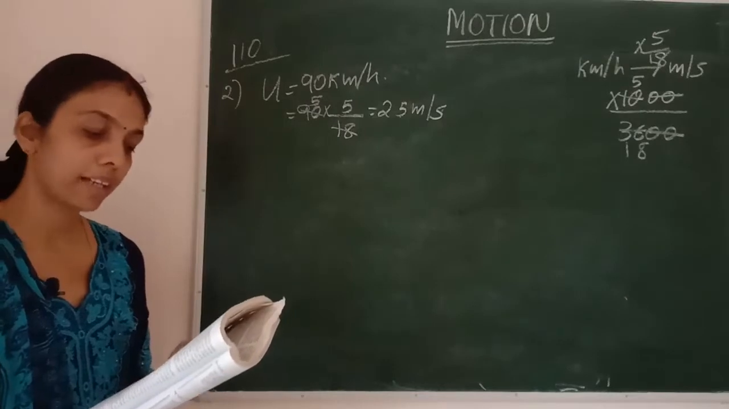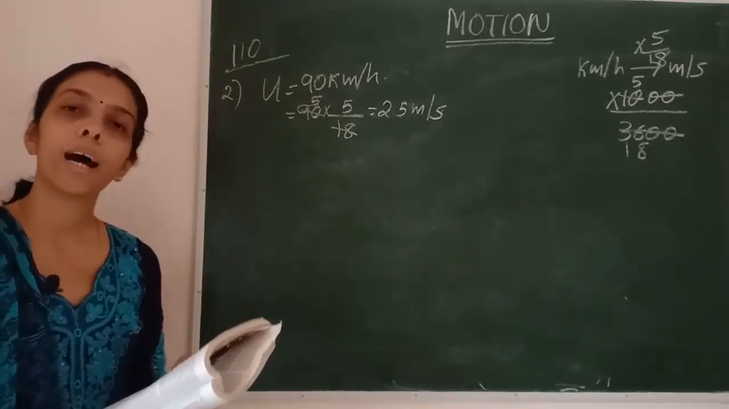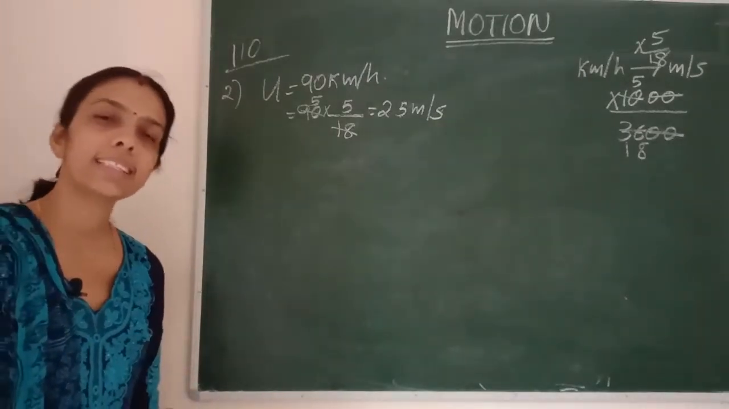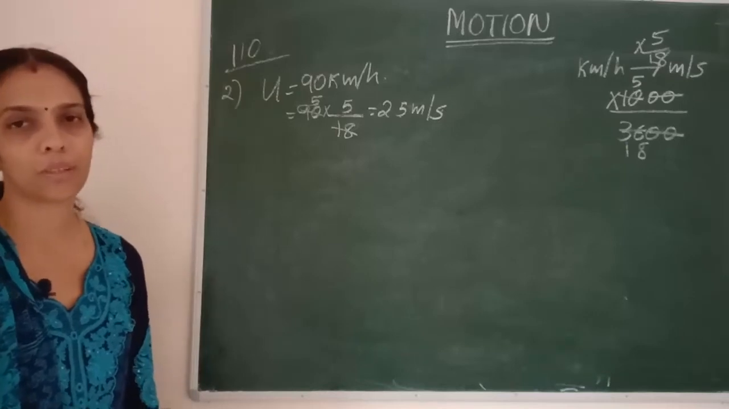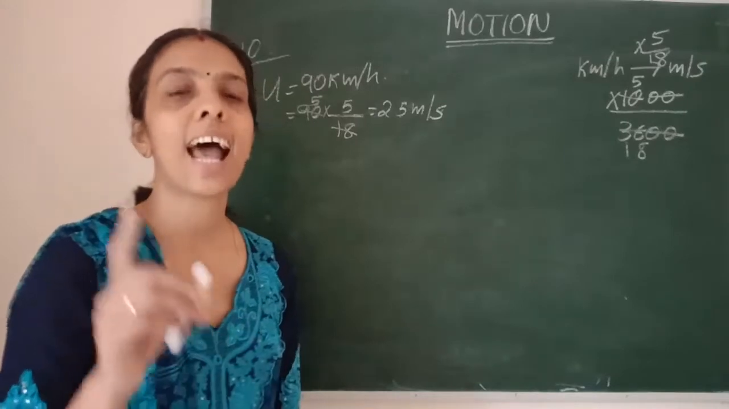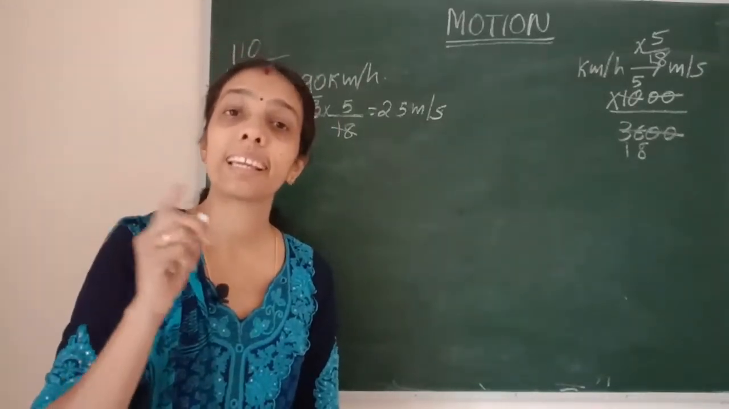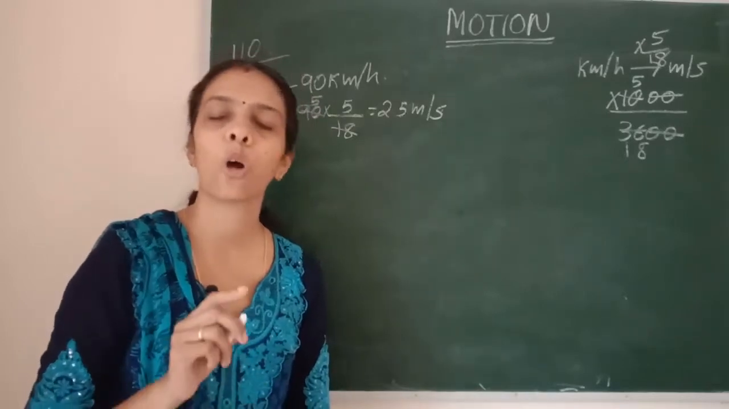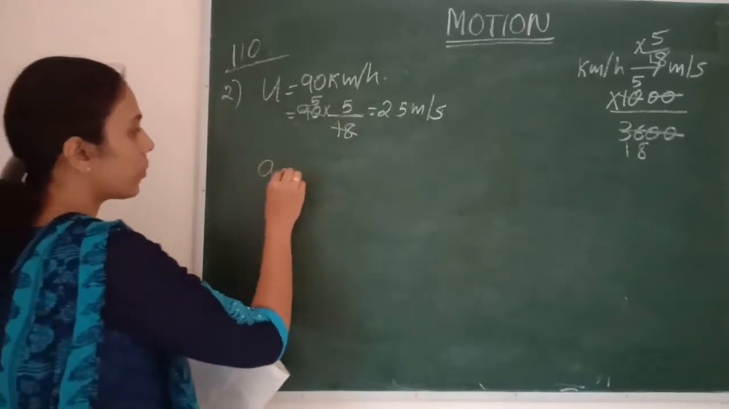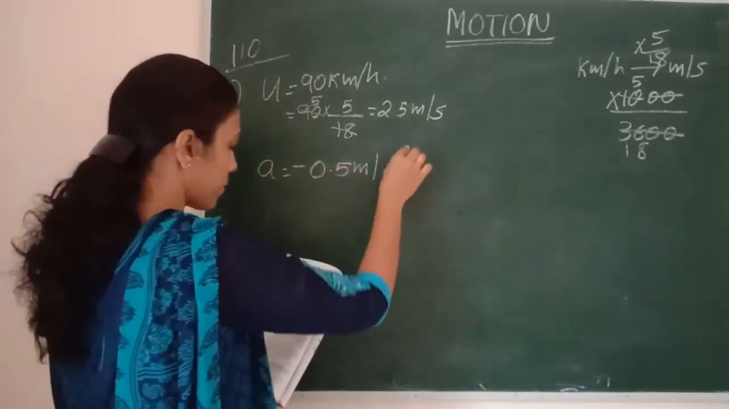Brakes are applied so as to produce a uniform acceleration of minus 0.5 meter per second square. What is the meaning of the minus sign over there? Yes, this acceleration is decreasing with respect to time. So it is negative acceleration, or we can call it retardation. So acceleration equals minus 0.5 meter per second square.